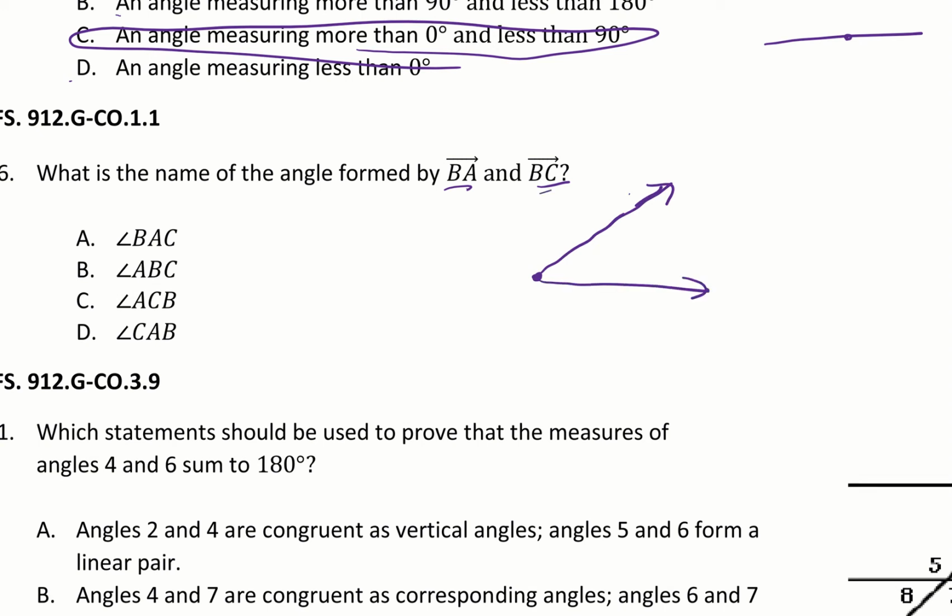Notice that BA and BC have B in common. So we could call this ray BA, that's a ray. And then we have another ray here, which we call BC. So this angle is ABC or CBA. Let's see here, BA, BC. It can't be BAC, it could be ABC, it can't be ACB, and it can't be CAB. It has to be CBA or ABC.